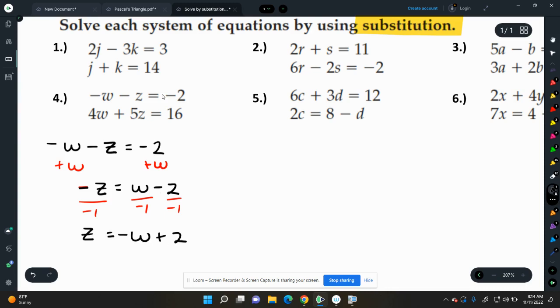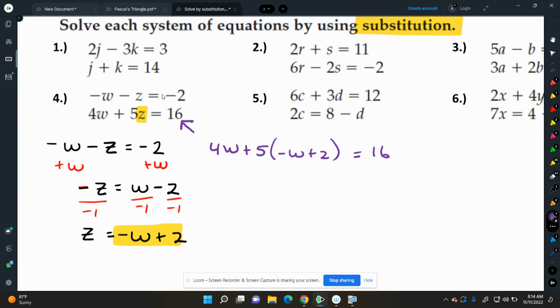Why does that have to be positive? Because when I go to substitute into this equation, this is a positive Z. So I'm going to take this and put it in place of Z in the other equation. I have to know what Z equals, not what negative Z equals. Good question. Now we go to the other equation. So we have 4W plus 5Z, but Z equals negative W plus 2, equals 16. Everybody good?